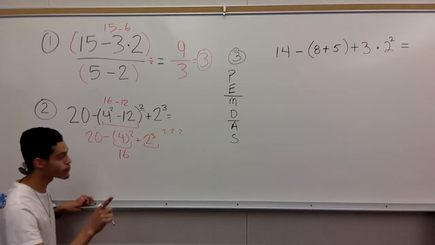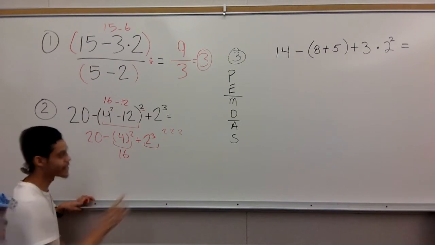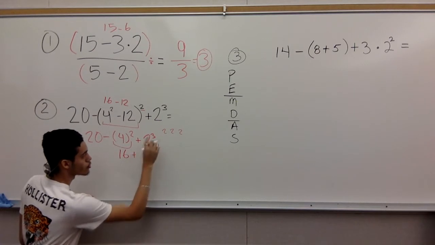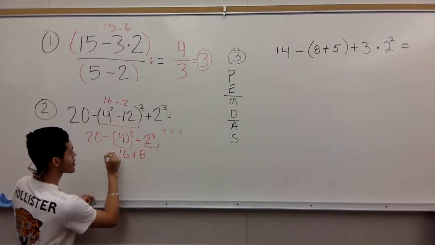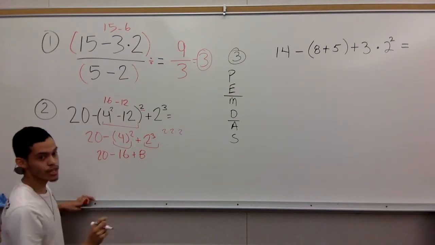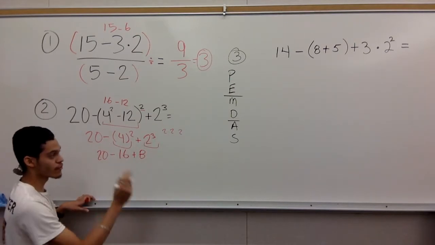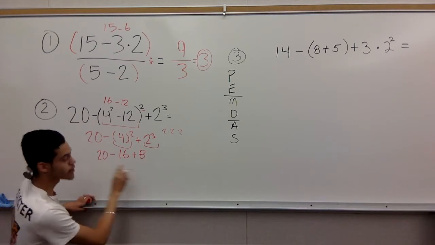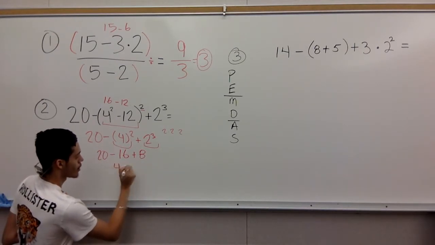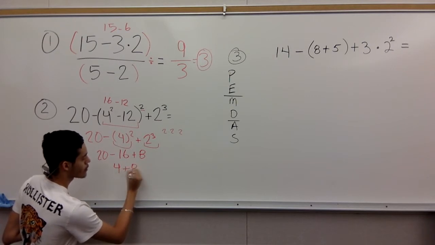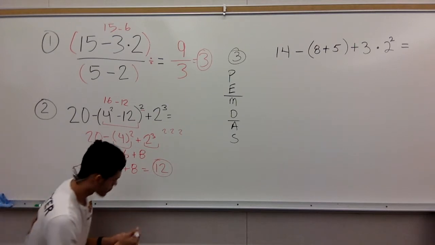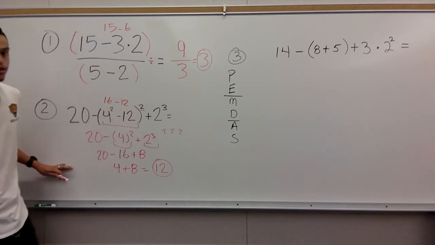Do not do 2 times 3, because the answer is not 6. 2 times 2 is 4, and 4 times 2 is 8. So 2 cubed gives you 8. Now you rewrite the rest of the problem. There is no multiplication or division. What is left is just addition and subtraction, working from left to right. So you have 20 minus 16, you get 4. And then plus 8. 4 plus 8 gives you the final answer of 12. That would be your final answer for number 2.